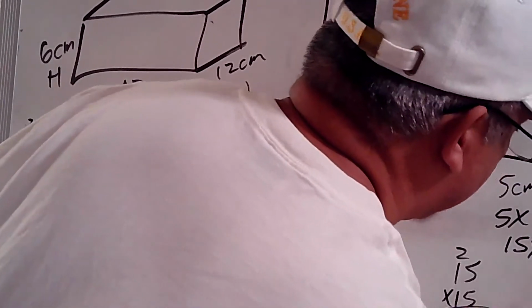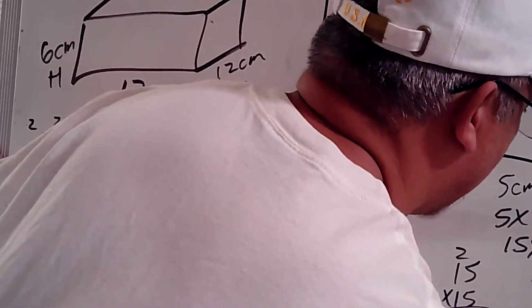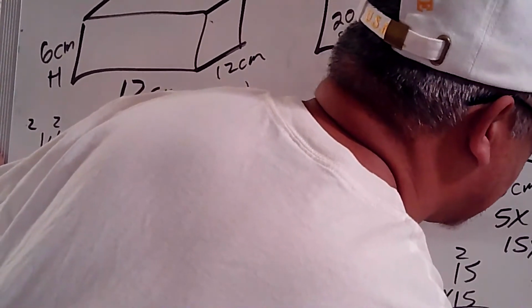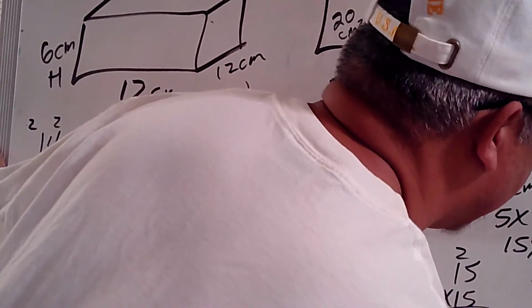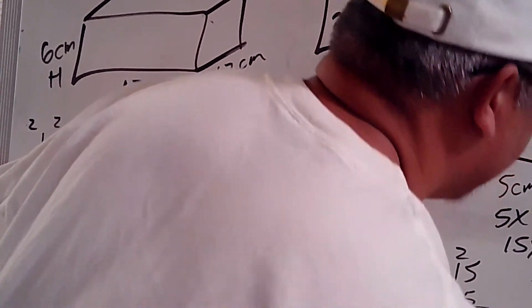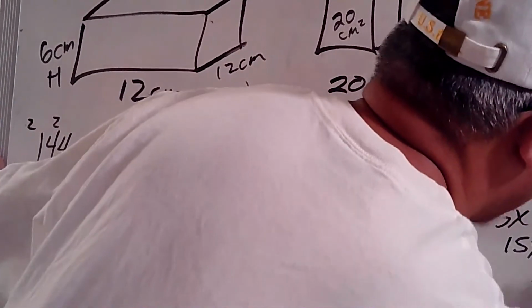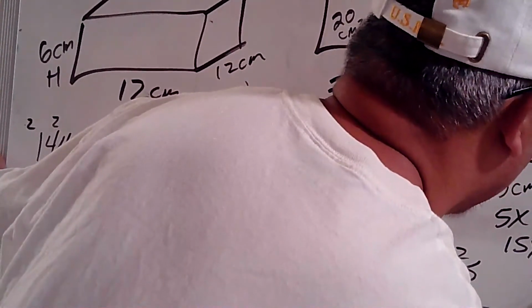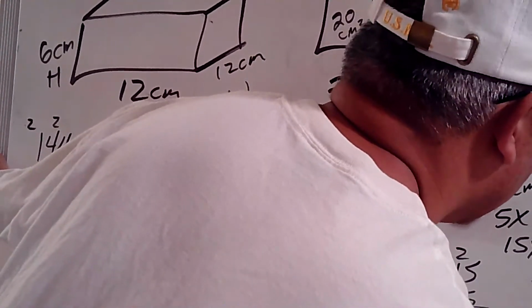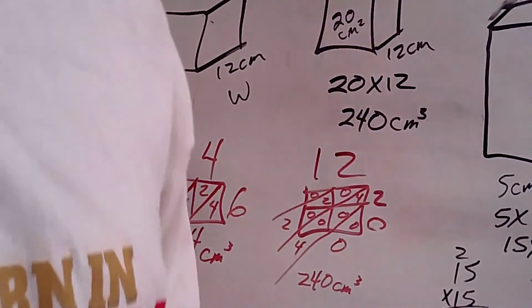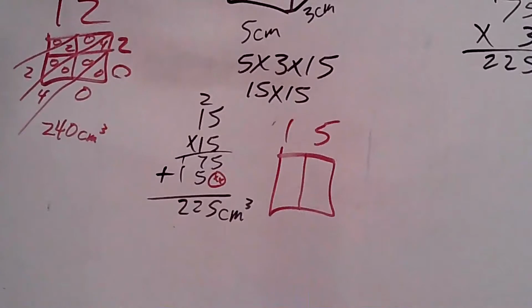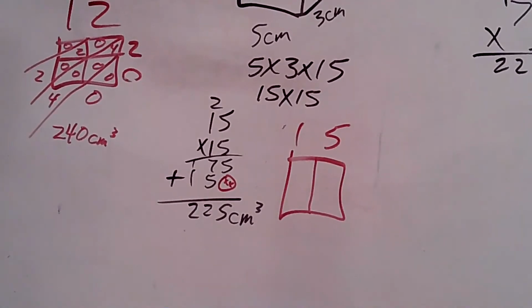I'll erase my happy face, and I'll go 1, 5, box, 1, 5, box. Corner down, corner down, corner down. Ooh, that's kind of ugly. Let's try that again. Alright, 15, draw a box, 1 has a lane, 5 has a lane. Okay, I'll move this over where you can see what I'm talking about. Alright, 1 has a lane, 5 has a lane.